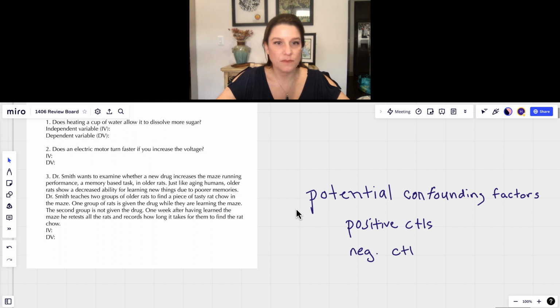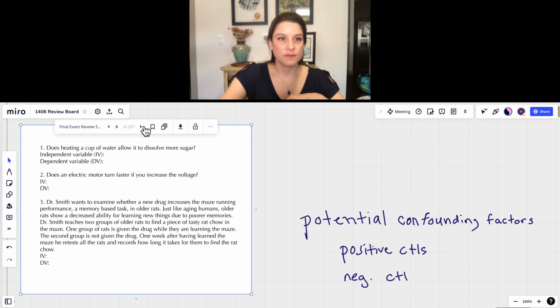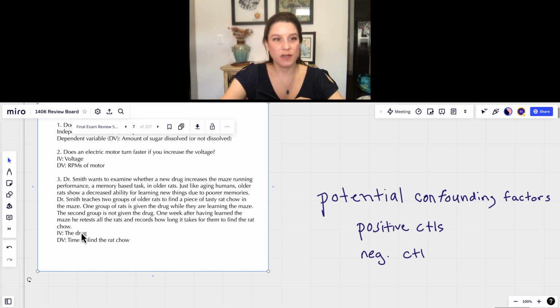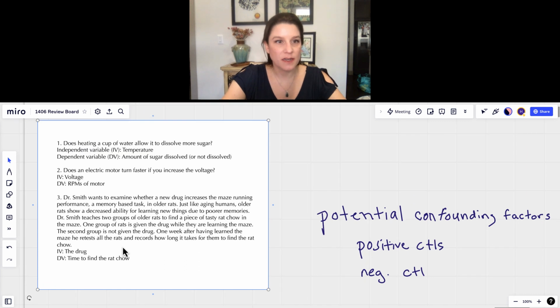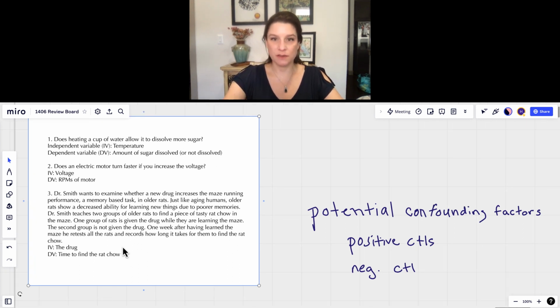That how long it's going to take them to find the rat chow. Right, and which variable is that then? The whether they have the drug or not? Yes, and so which one's dependent, which one's independent? The independent variable is going to be whether they have the drug or not, and the dependent variable is going to be how long it takes them to find the rat chow. All right, good. So the drug is the independent, time to find the rat chow is dependent, which is reflecting memory tasks. It's how long it takes that reflects their memory ability, but that's the actual measurement. Good. Okay.